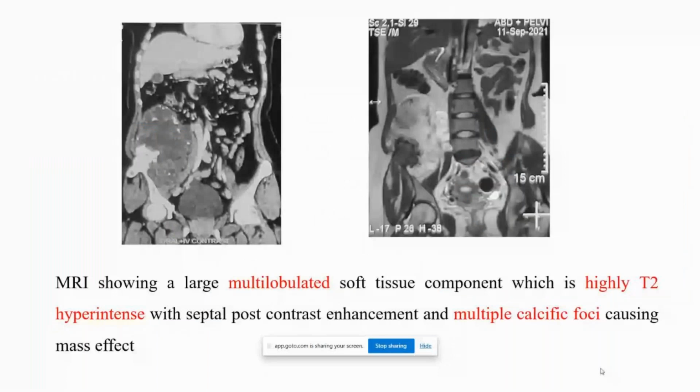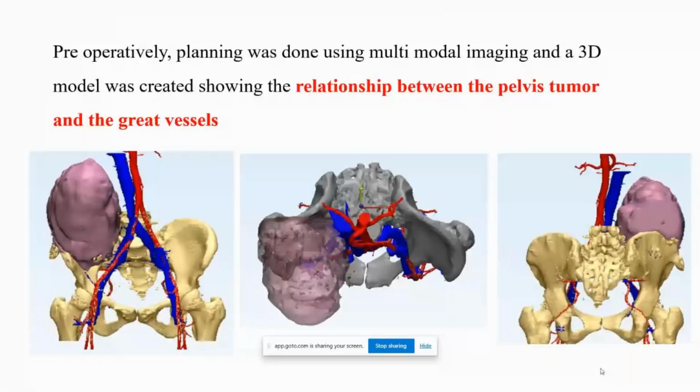What planning was done: digital imaging, and a 3D model was created showing the relationship between the pelvis and the great vessels, from CT scan and MRI, and we fused them. So this is the fused picture of CT scan and the MRI.